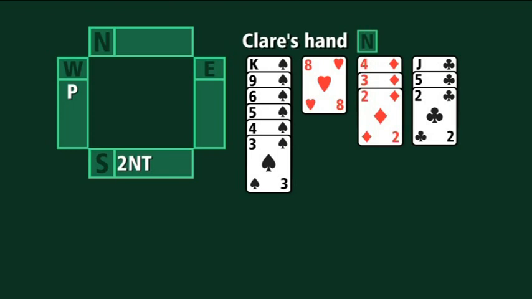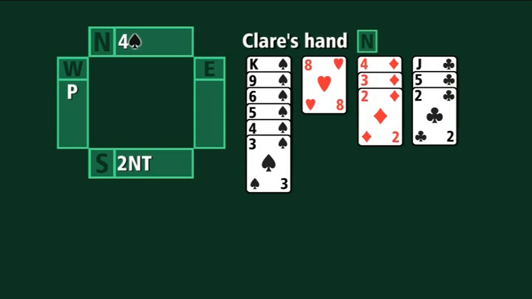Now, Claire's got just 4 points, but I hope you'd agree with me that they are a pretty good looking 4 points. 6 cards in spades. Claire knows that her partner has 2 cards in spades for the balanced hand, and so she's going to take the bull by the horns and she's going to say 4 spades.